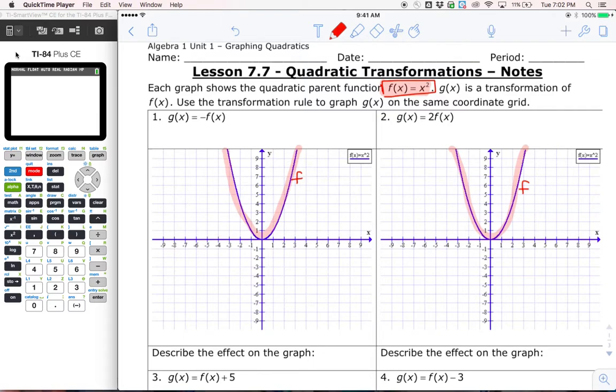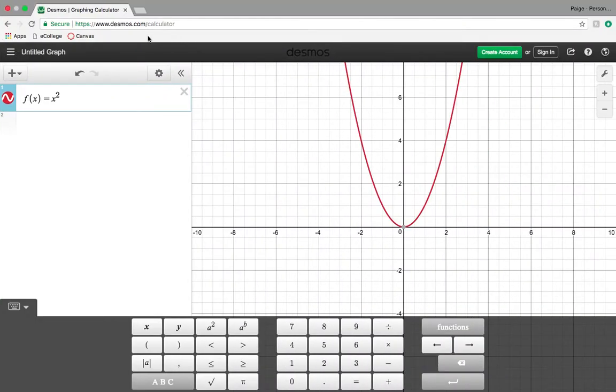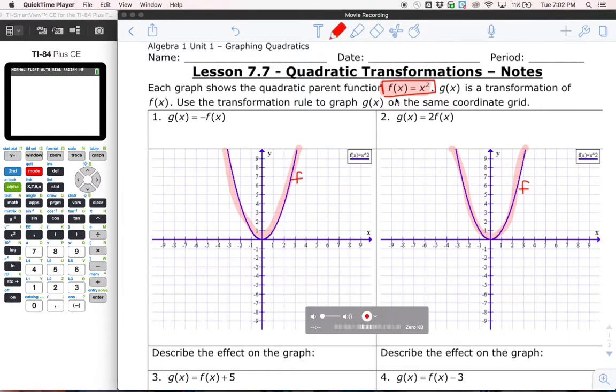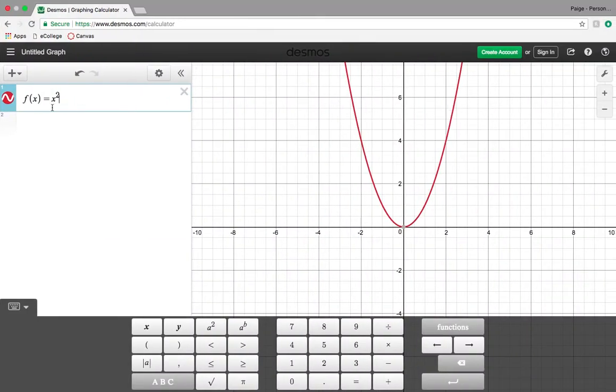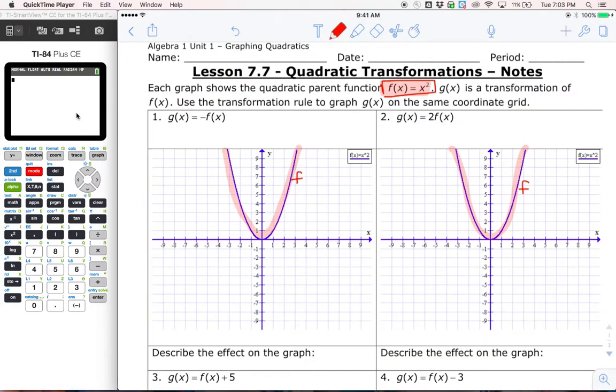Now to really help me out in this lesson today, I went to Desmos, which we've been practicing with in class, and I typed in f of x equals x squared. So what I have highlighted right here, f of x equals x squared, I typed into Desmos so you can get a really good visual of what's going on here.